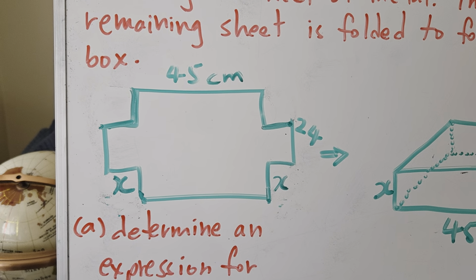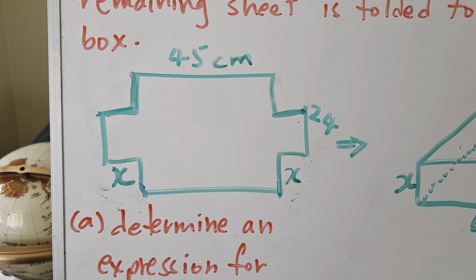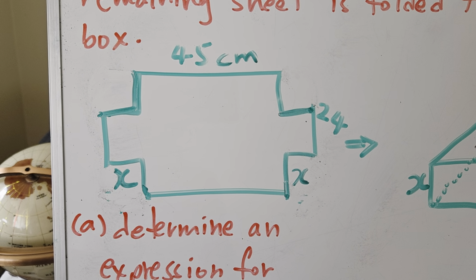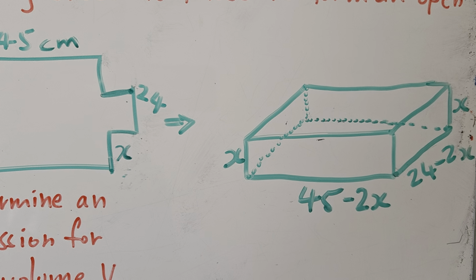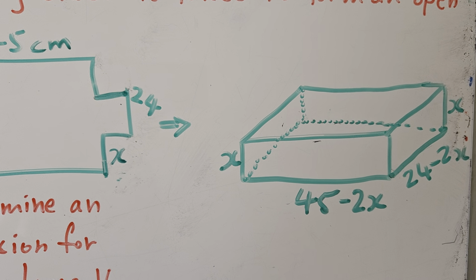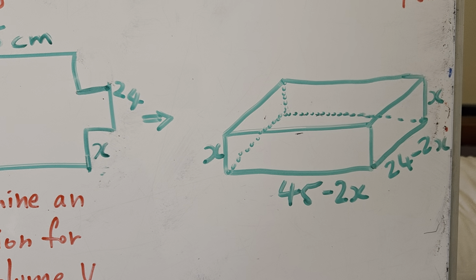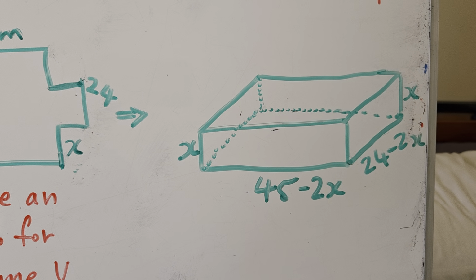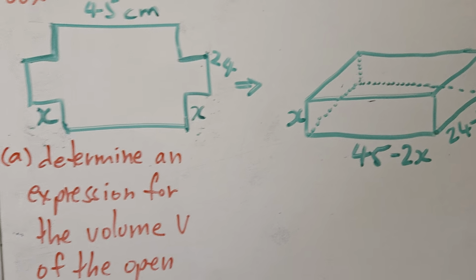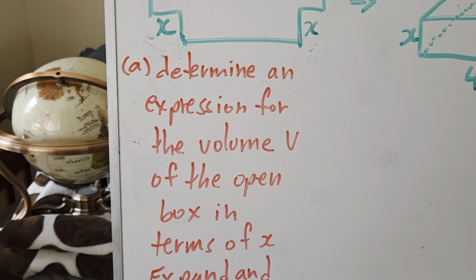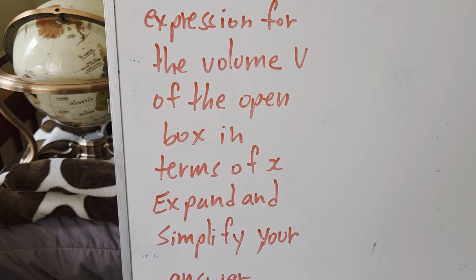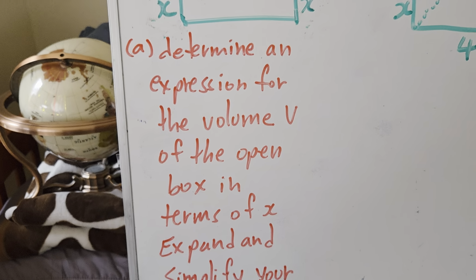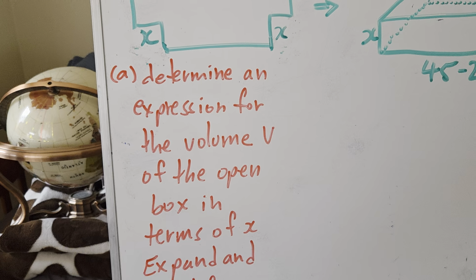So that sheet of metal, square corners are removed, x centimeters by x centimeters, and then the remaining sheet is folded to form an open box, an open cuboid of length 45 minus 2x, width 24 minus 2x, and height x in centimeters. Part A says determine an expression for the volume V of the open box in terms of x, and expand and simplify your answer. This is worth 2 marks.